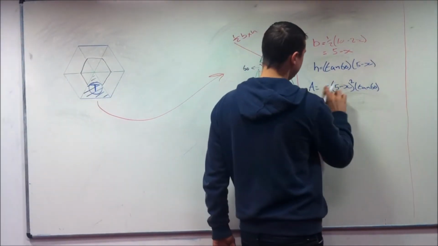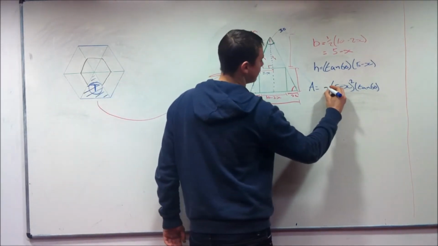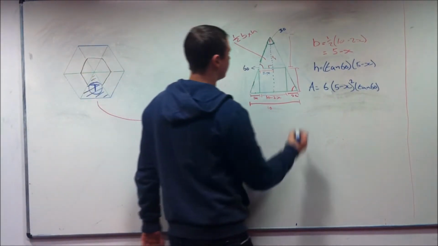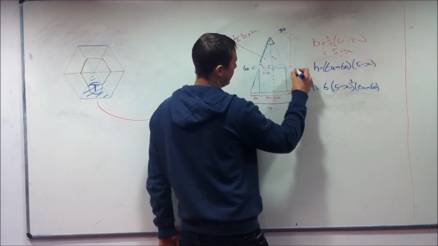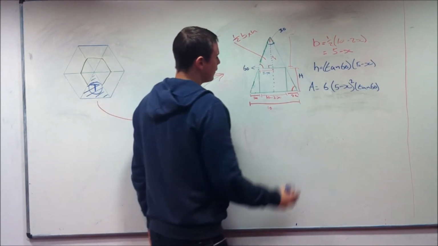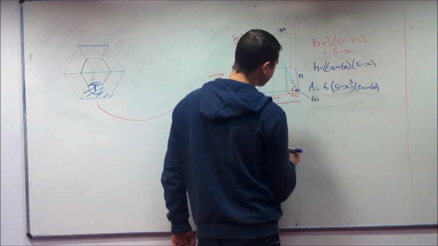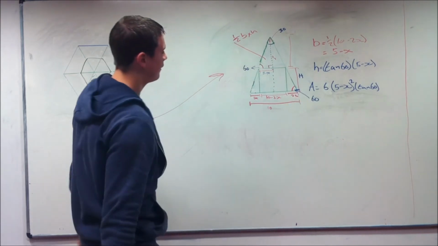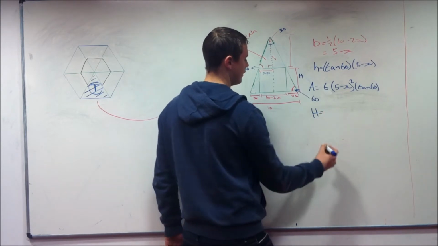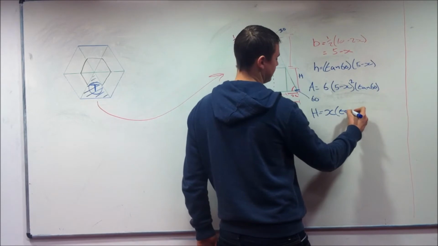So we can just say that the area of the inner hexagon is going to be 6 times 5 minus x squared times tan 60. Right, so now we've just got to work out this height here. So we'll call this capital H. In doing that, we're going to do it the same way, because we know this angle here is going to be 60 again. And obviously we know that we've called this length here x. So this big H is going to be x times by tan 60.